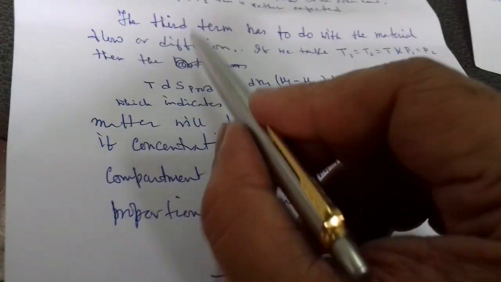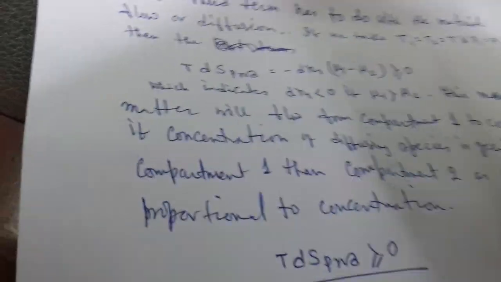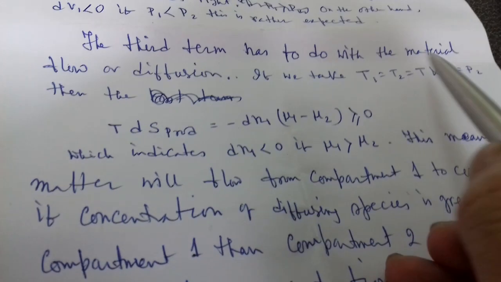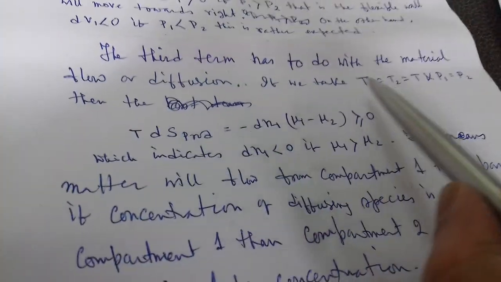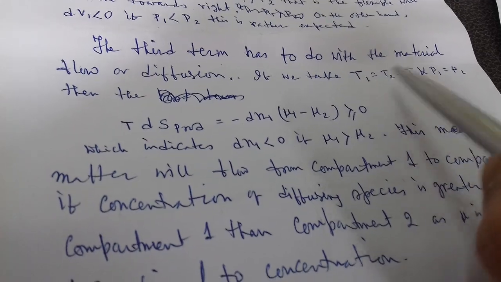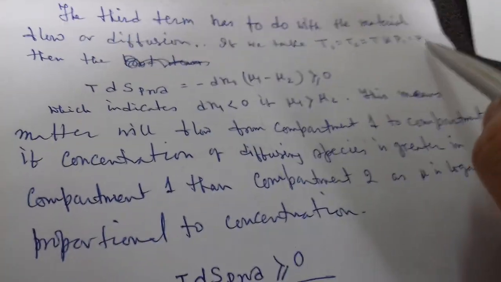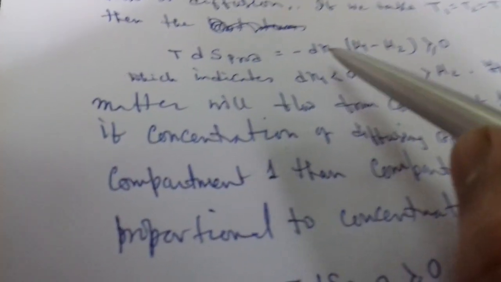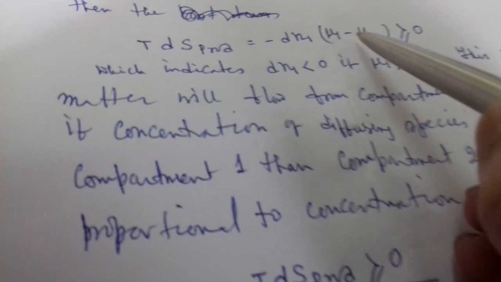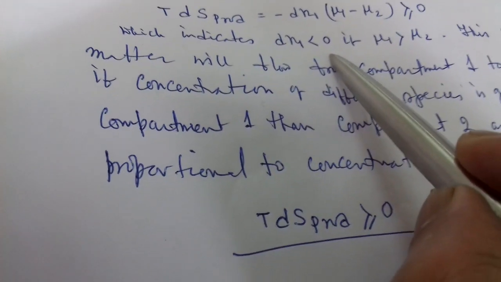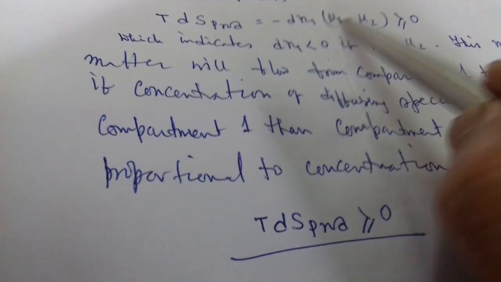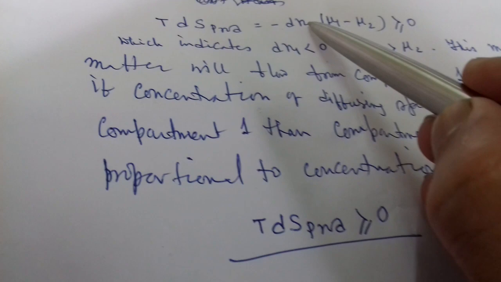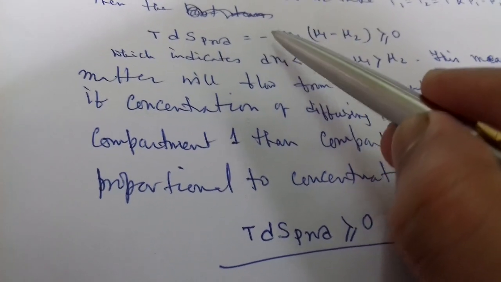Now the third term, which is more interesting and in connection with the discussion we proposed, has to do with the material flow or diffusion. If we take T1 equal to T2 equal to T, that means it is isothermal, and P1 equal to P2, so isobaric, the pressures are the same, then the equation becomes T dS prod equal to minus dN1 times (mu1 minus mu2), which should be greater than or equal to 0. This indicates that dN1 is less than 0 if mu1 is greater than mu2. If mu1 is greater than mu2, then this factor is positive, and with the negative sign, the overall thing becomes positive.